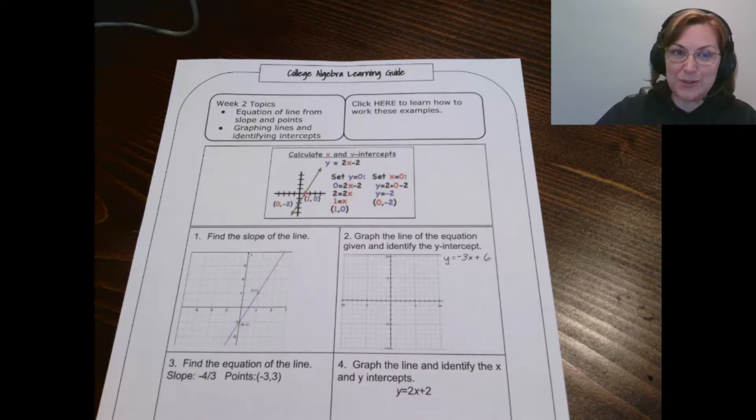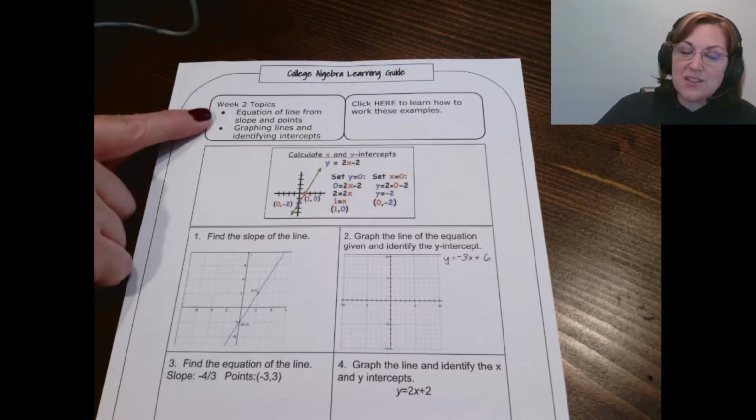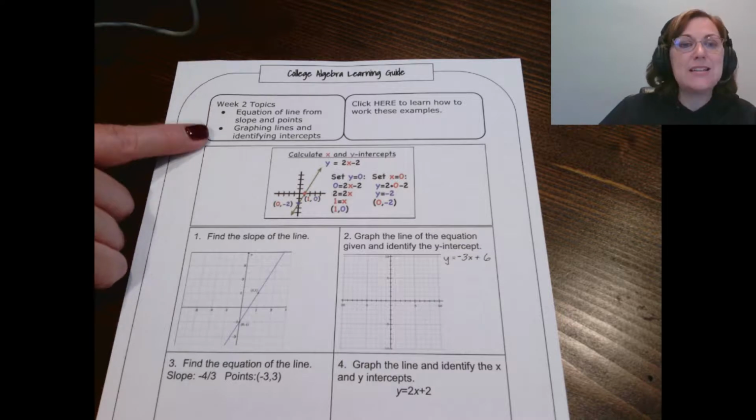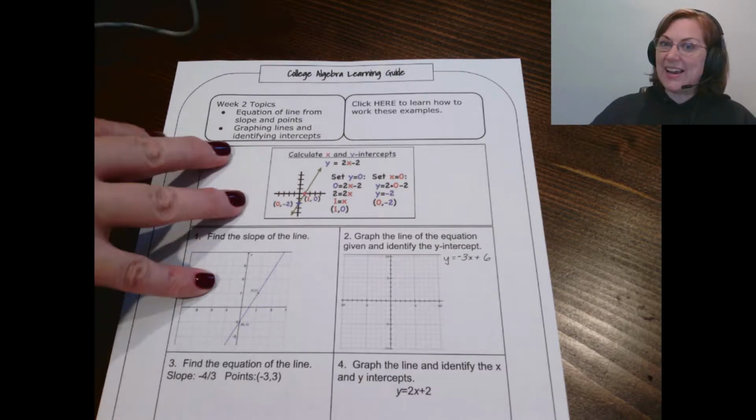So we're going to jump into part 4 of the week 2 learning guide. And for this part, we're going to focus on equations of a line given the slope and points, and then also graphing lines and identifying intercepts.